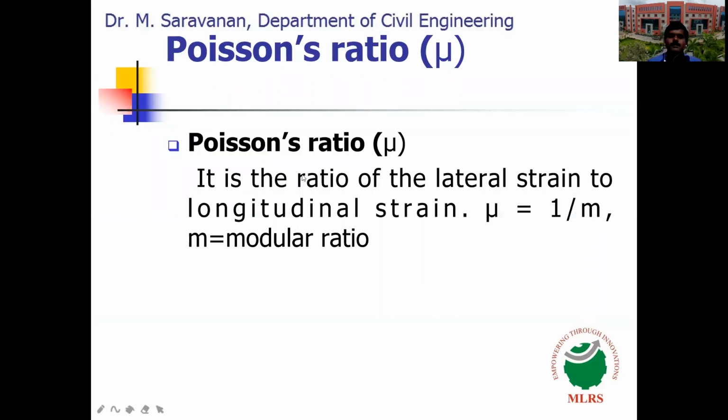Poisson's ratio is the ratio of the lateral strain to the longitudinal strain. It is denoted as mu. Mu is also calculated by 1 by m, where m is the modular ratio. Modular ratio is nothing but the ratio of the Young's modulus of material 1 to the Young's modulus of material 2.